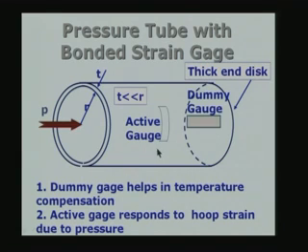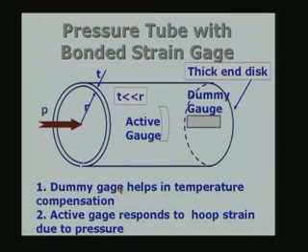Therefore, if I locate a dummy gauge very close to the active gauge, these two are going to experience essentially the same temperature variations in the laboratory. Both the gauges are going to undergo similar changes in resistance because of temperature, and therefore, the dummy gauge acts as a compensation for the temperature change. That means the dummy gauge and the active gauge both undergo similar changes in resistance due to temperature changes, and therefore, they are going to cancel each other. Depending on how we connect it later on, we will see the circuitry. At that time, it will become clear how to connect it.